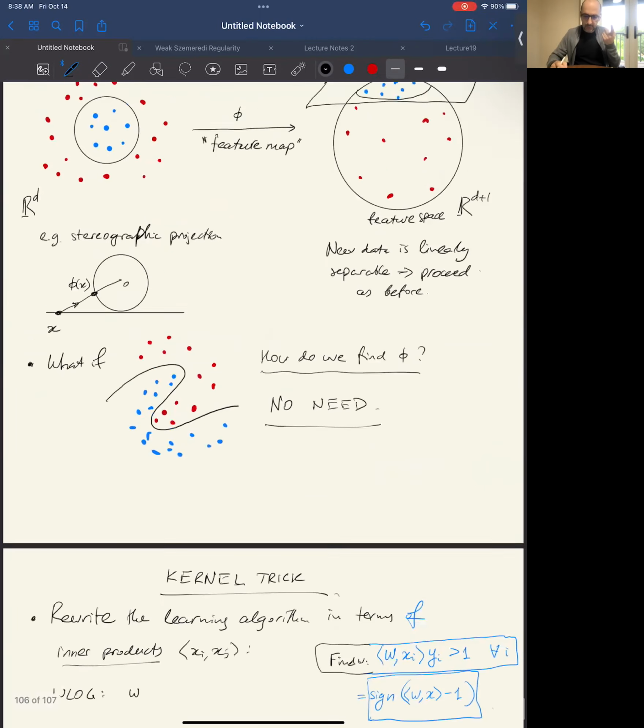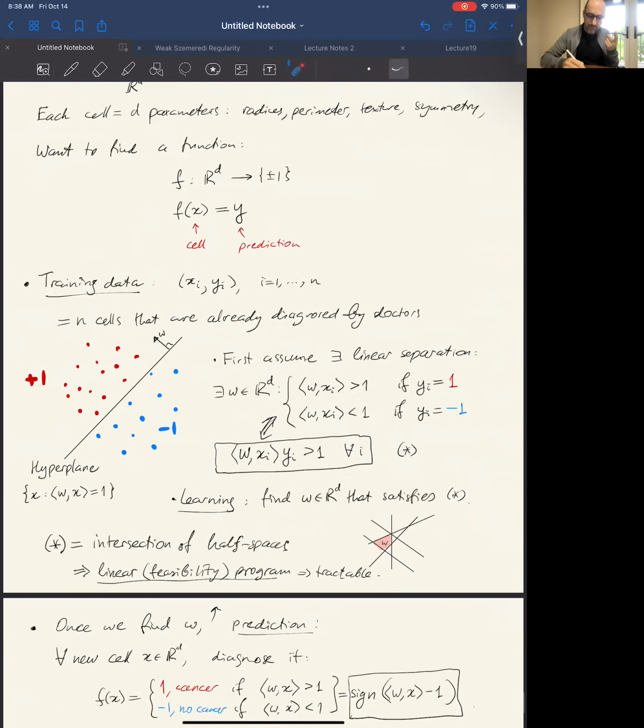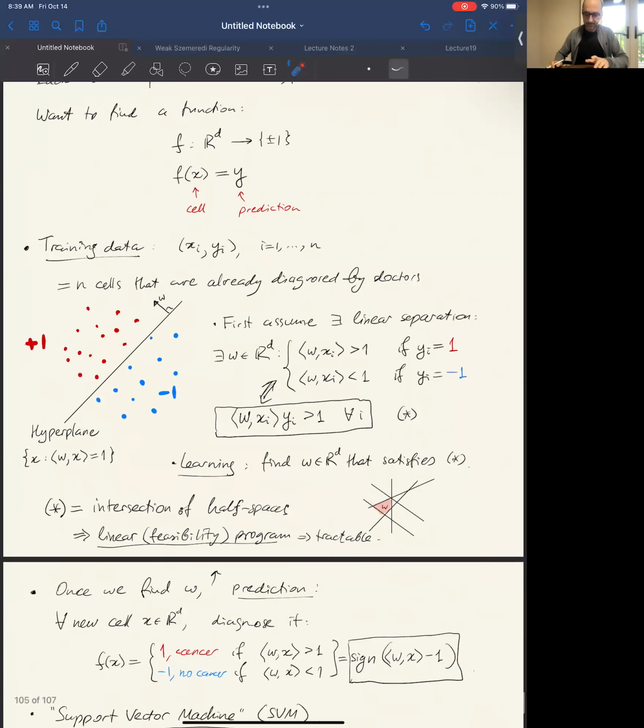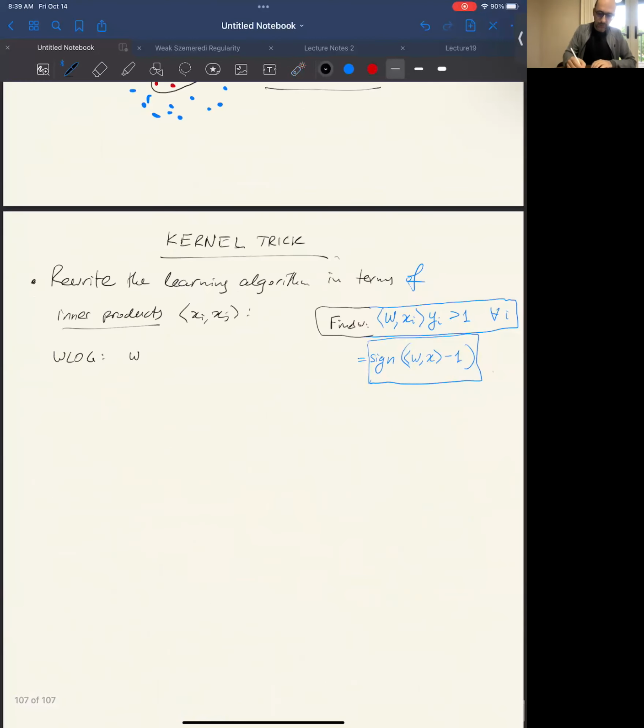Just remember what W is. W defines the separation like this. So it makes sense that this vector W is lying in the plane that contains the data. It won't make any sense for W to be orthogonal to it, for example. W should lie in the plane that contains the data. So without loss of generality, I can just think that W is a linear combination of the data points.